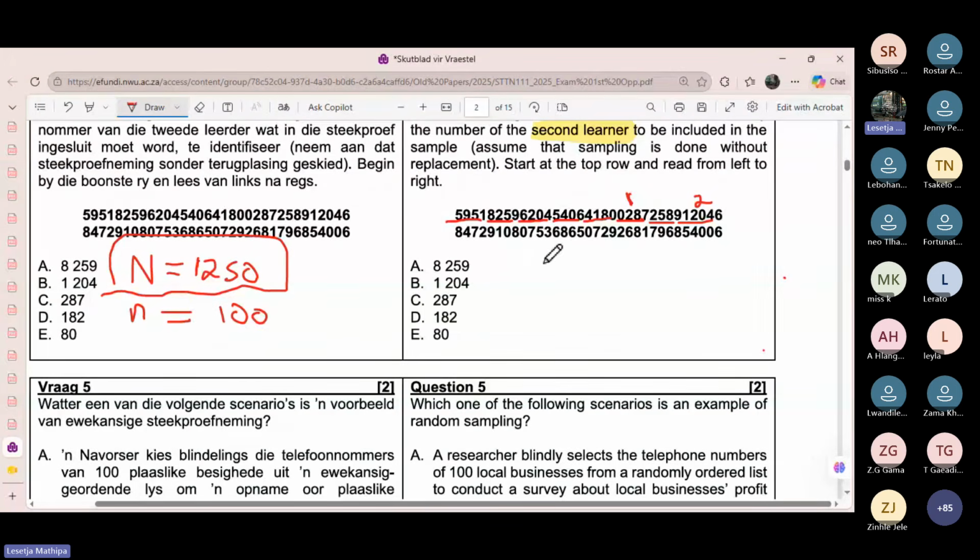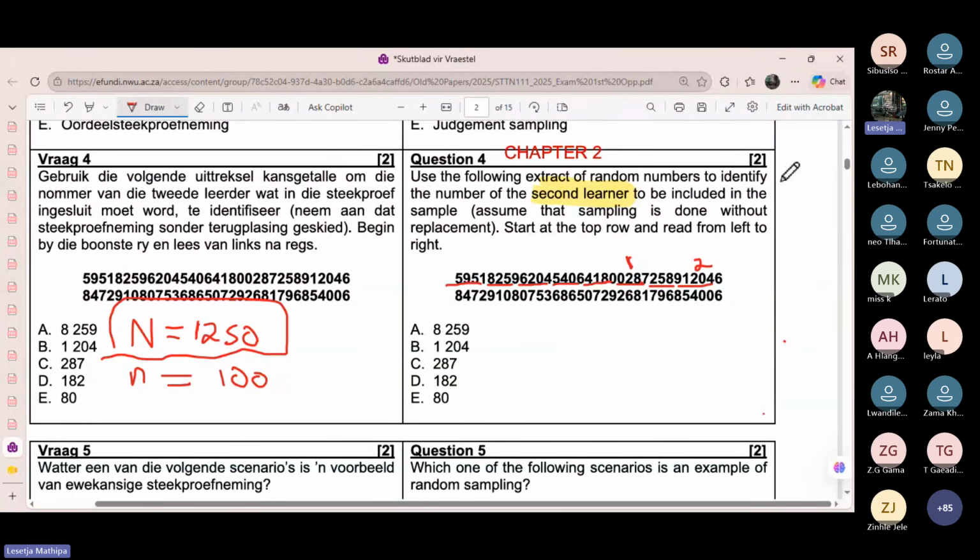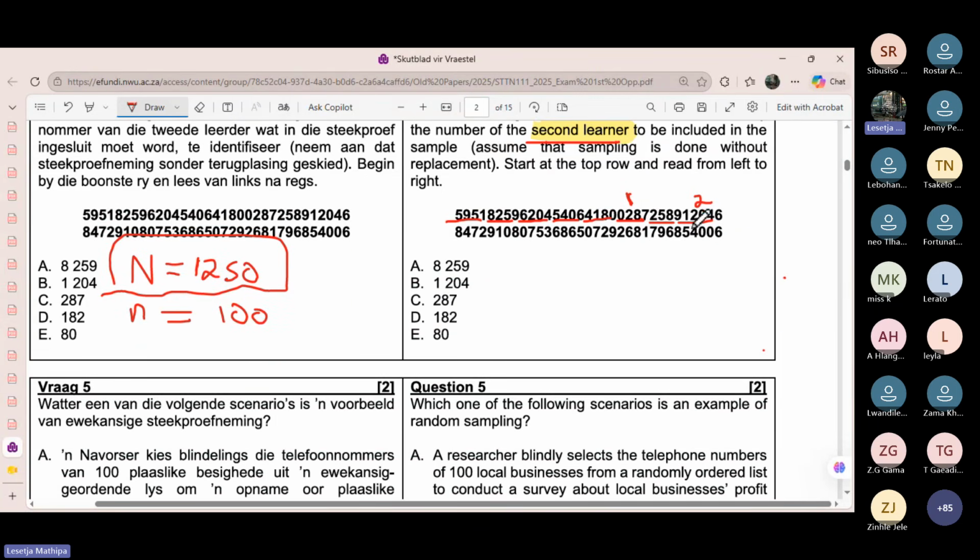So meaning now, when you look at the question, they said we must identify the number of the second lane to be included in the sample. So the number on the second lane will be 1204. The answer will be option B.